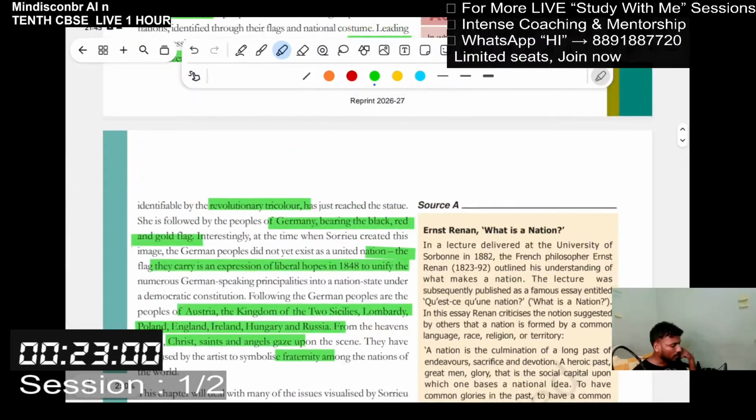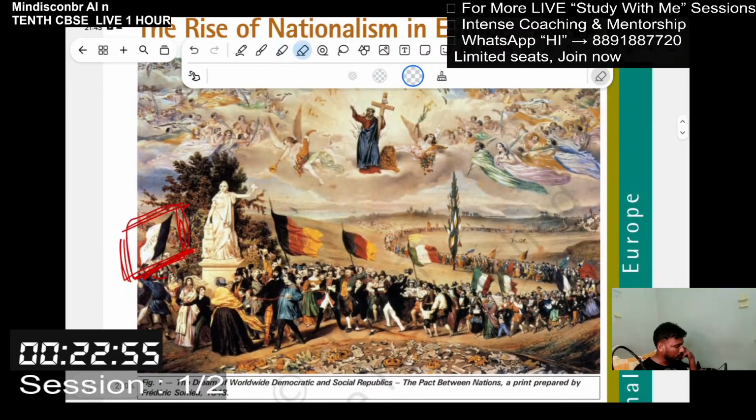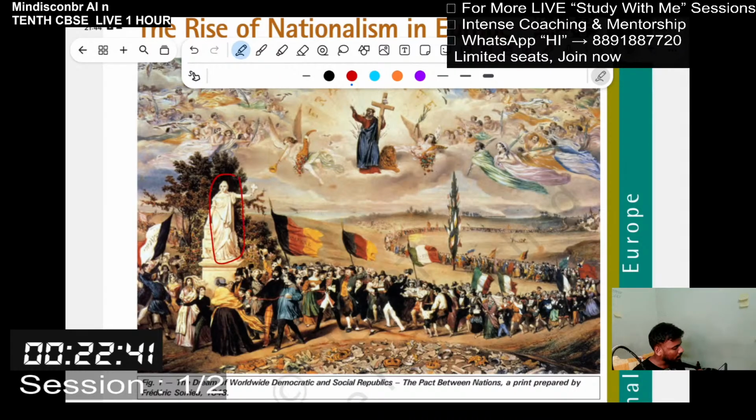So, what all is discussed in this picture? Here is a large group of people. They are marching towards which statue? Statue of Liberty. Is the Statue of Liberty represented as male or female? Female. She holds two things in two hands. In one hand, she holds a torch, the torch of enlightenment, and in the other hand, she holds the Charter of Rights.